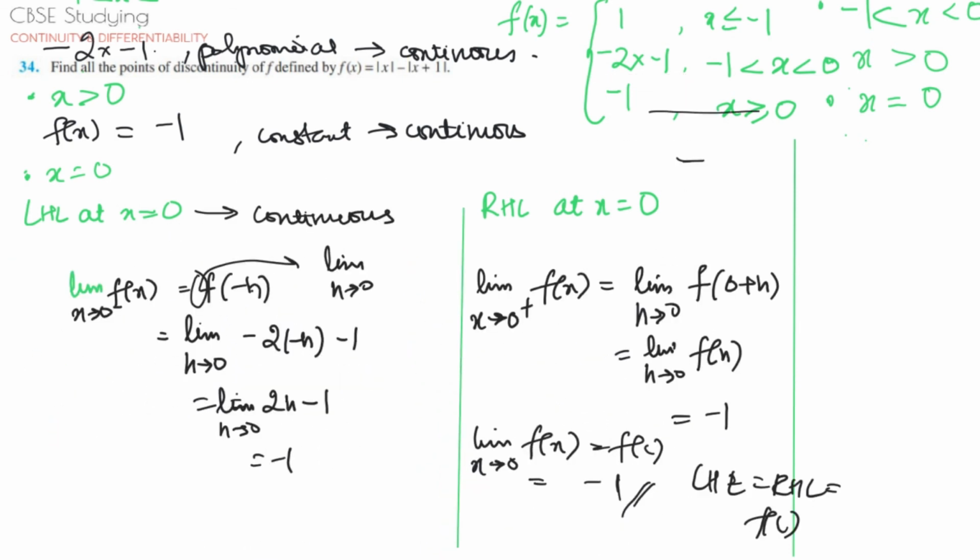Now look at this situation. For all the conditions, we saw that it is continuous. Therefore, we are going to say that there is no point of discontinuity for the function given by f of x is equal to modulus of x minus x plus 1. One of the students got really irritated after solving this whole big question, and he was like, ma'am, if there was no point of discontinuity since the beginning, then why did you even ask us to solve the question?